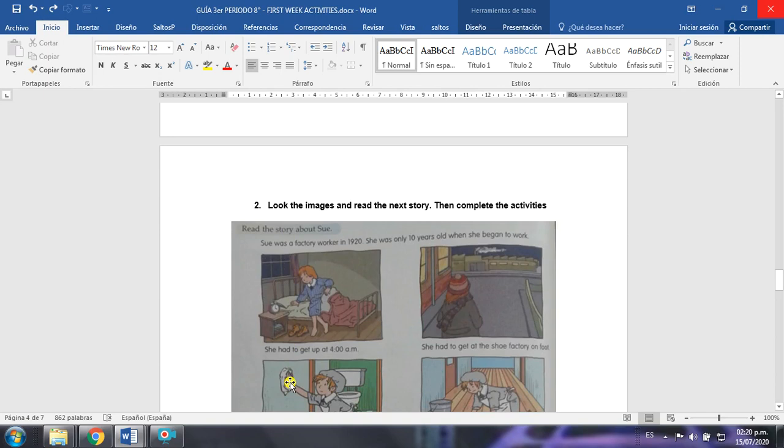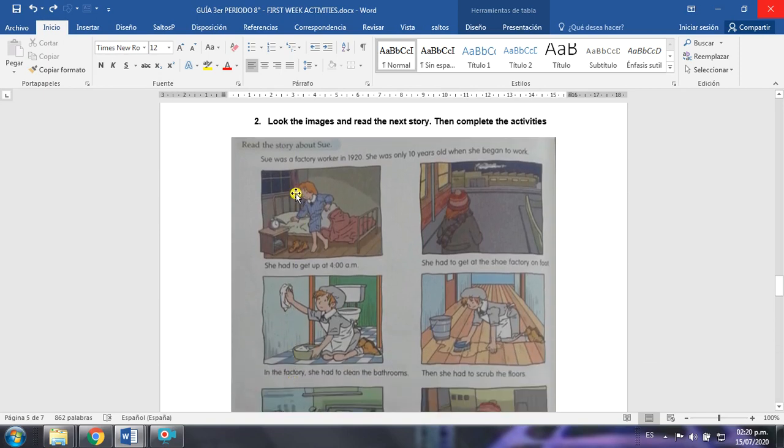The next activity. Look at the images and read the next story. Then complete the activities. Van a mirar las imágenes y van a leer la historia, después completar las actividades. Read the story about Sue.